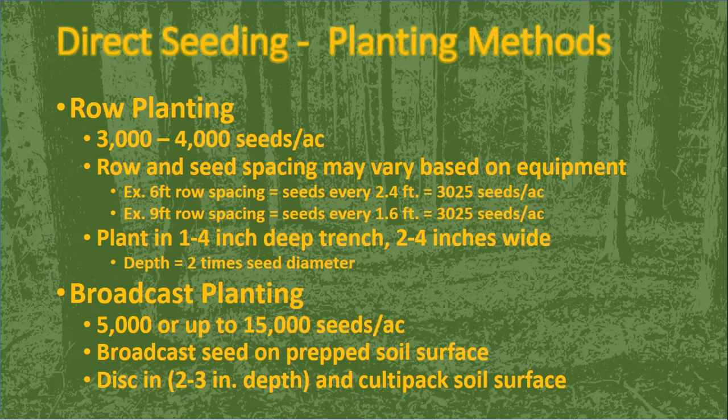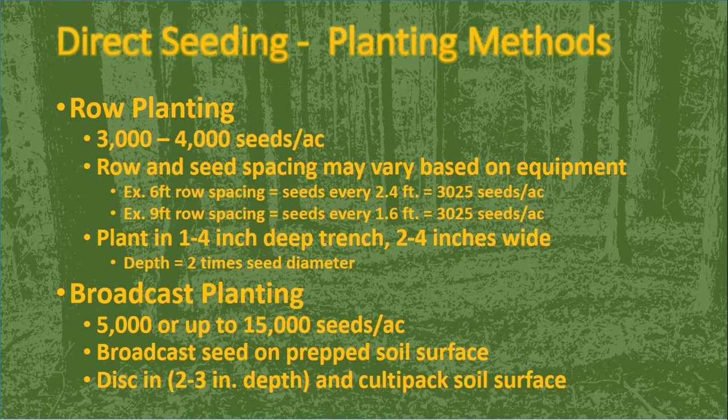And again, all these numbers, I'll give you a resource here at the end where you can grab all those. So this is just to paint the picture for you if you're trying to make a decision on which method you might use. So in row planting, we're going to have rows at various different spacings. Here I have a couple of examples of how we would put out 3,025 seeds per acre.